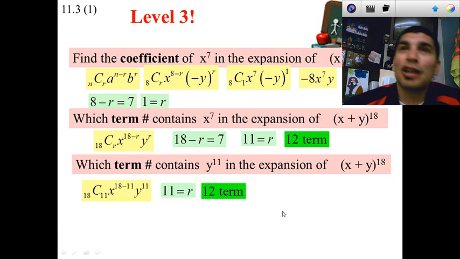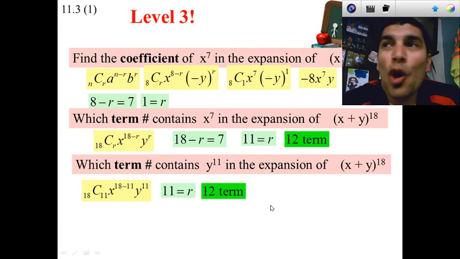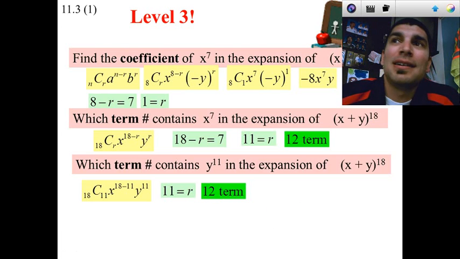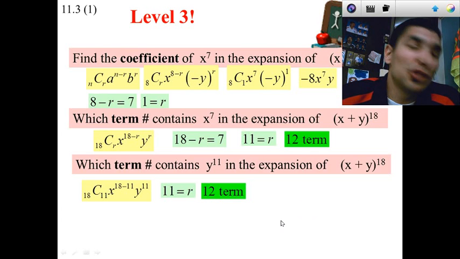That concludes our notes for today. Your homework is 11.3 worksheet and 11.2. Odds on both. You have the rest of the period to work on your homework.